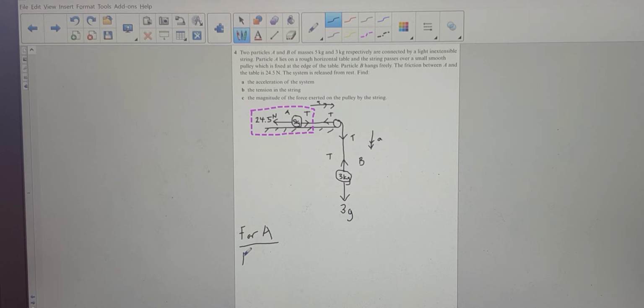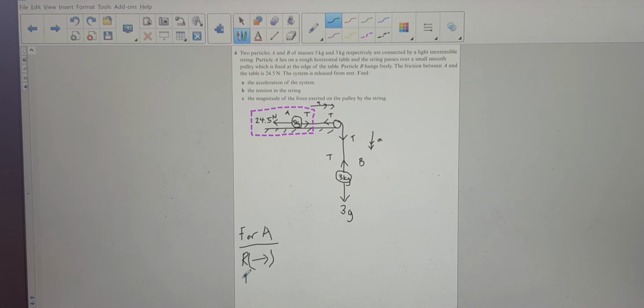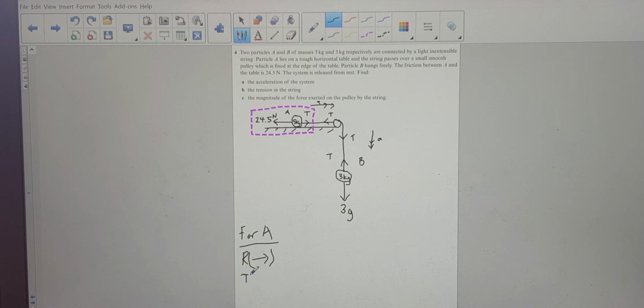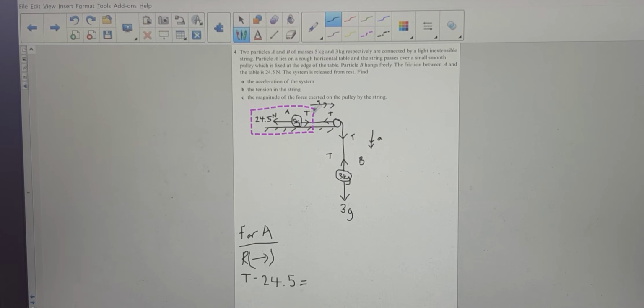I'm going to say to the right is positive, so I'm going to resolve. I've got T minus 24.5. So that's me working out the forces. So T, that's the positive direction, minus 24.5. Any others? No. Equals the mass, which for this particle was 5, times the acceleration. Two unknowns, I can't work out anything yet.